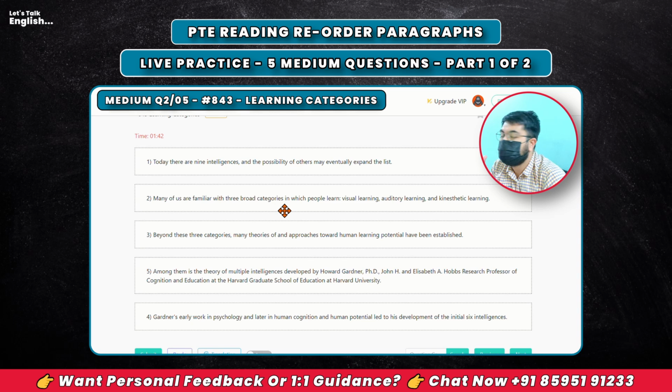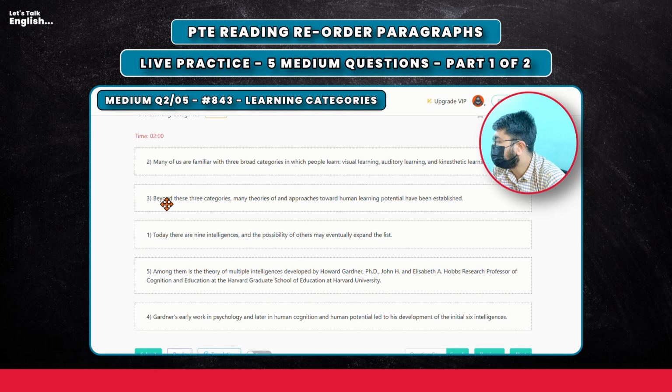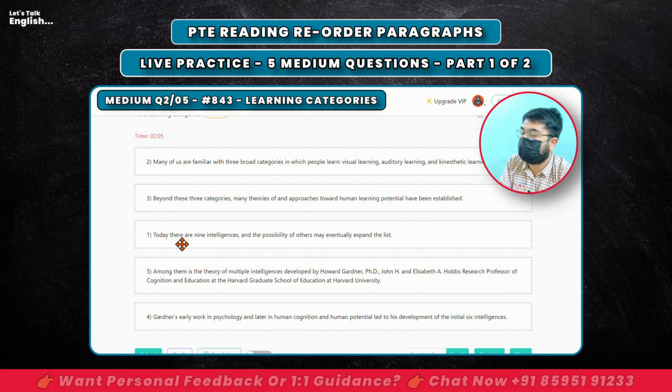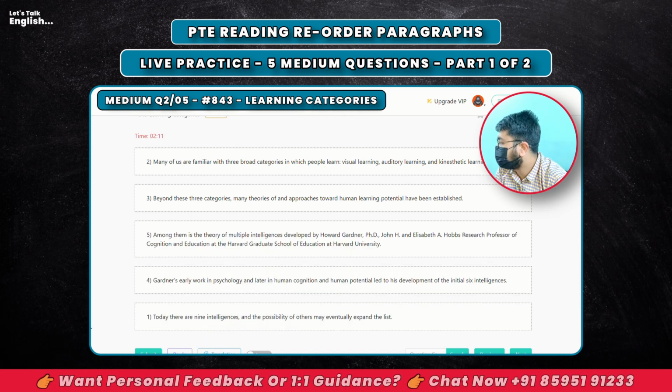Many of us are familiar, because it's the starting sentence, it's the general tonal sentence. 3 categories in which people learn: visual learning. Okay, so it did mention 3 categories, and now the 3 categories are mentioned in sentence number 3. So 2 and 3 make a perfect pair, 5 and 4 make a perfect pair. We just have to see where the first one goes. Today there are 9 intelligences. Okay, so this is kind of like a concluding sentence. And my final sequence is 2, 3, 5, 4, and 1.